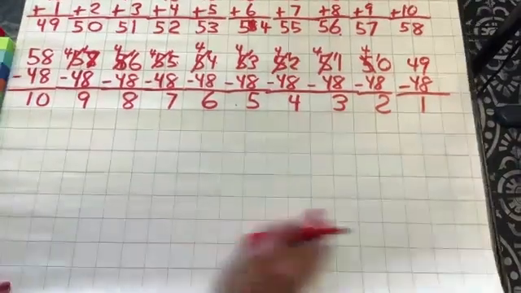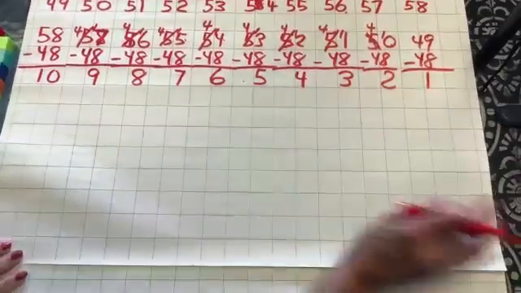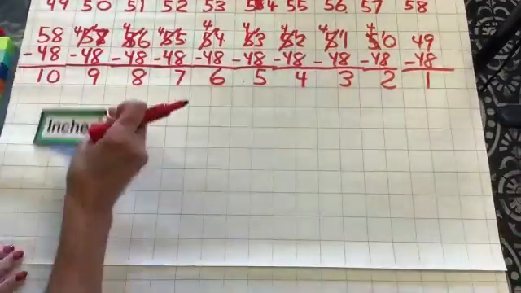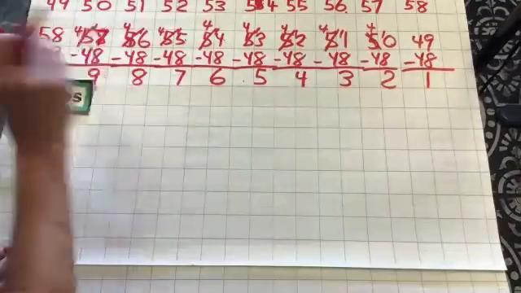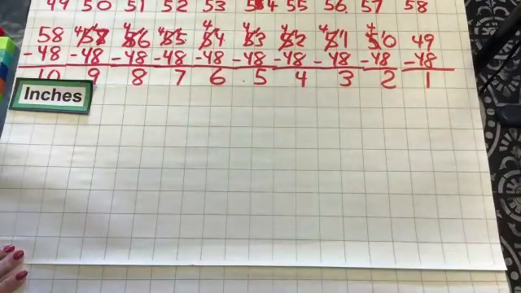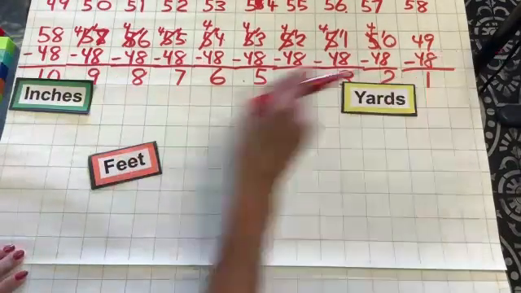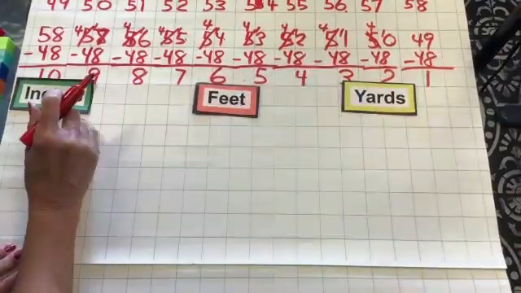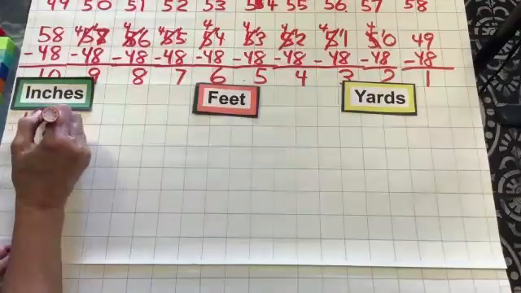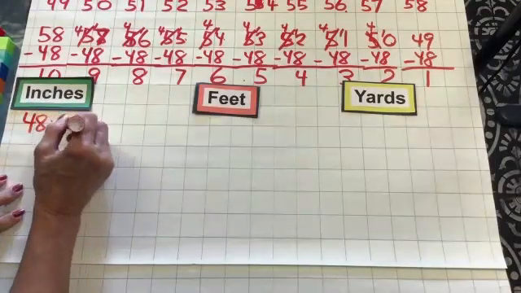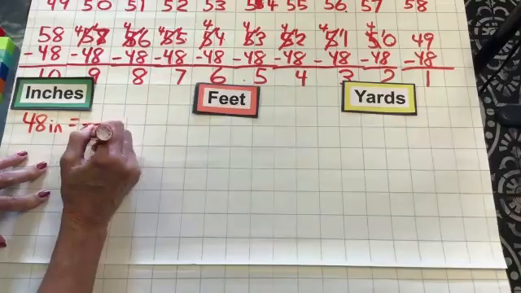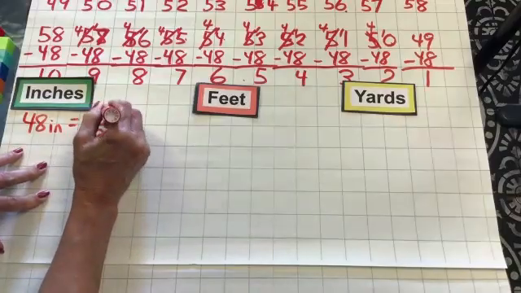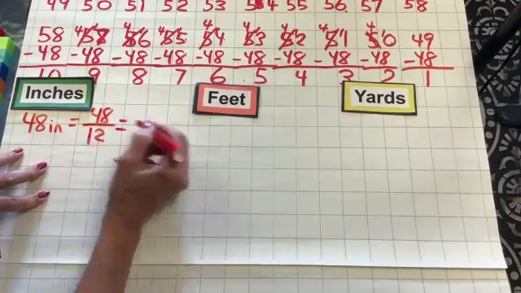Good practice. We need that practice every day. We need that practice so we get really fast and good with our adding, subtracting, and multiplying. Here we go. Measurement. Inches, feet, and yards. Today, our inches are 48 inches. And we know that it takes 12 to make a foot. So let's get with it.